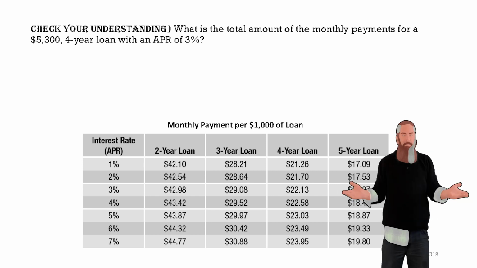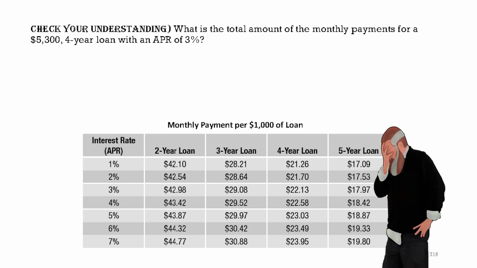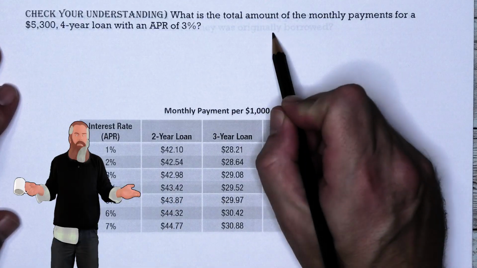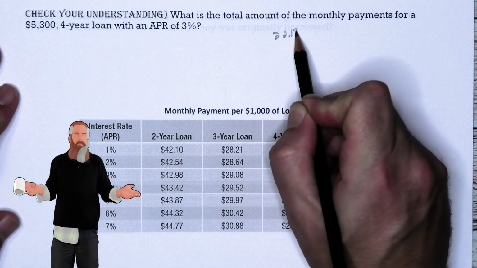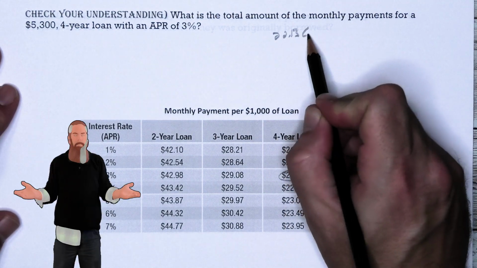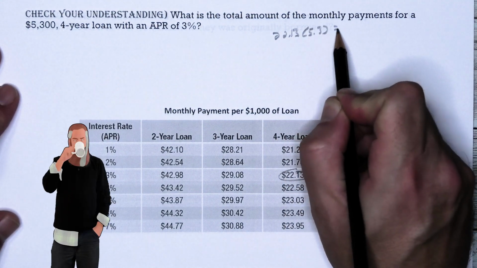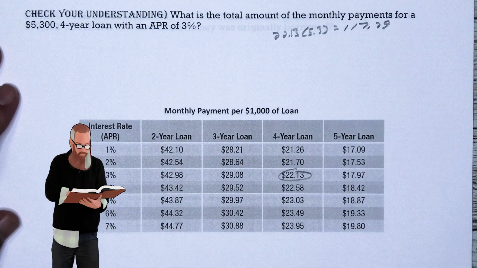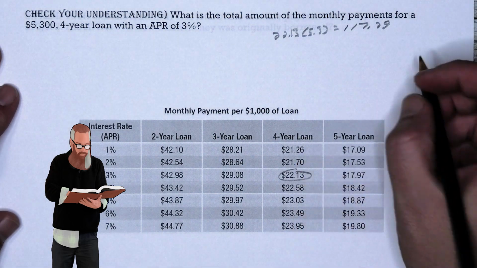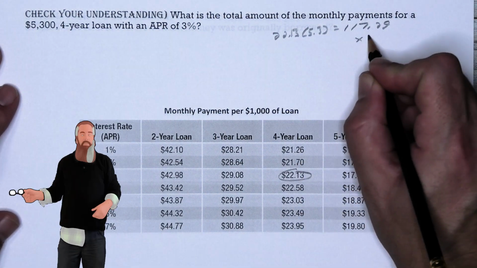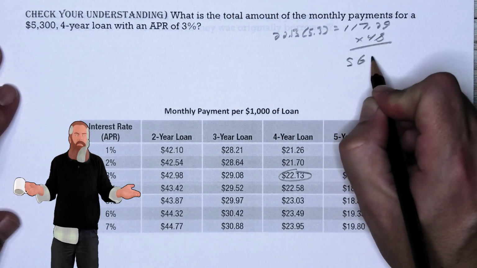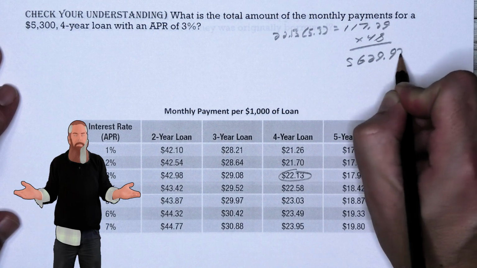What is the total amount of monthly payments for a $5,300 4-year loan with an APR of 3%? 4 years at 3% has $22.13. This is per thousand, but we're borrowing 5.3 of those. That means that the payment would be $117.29. Since the loan is for 4 years and there's 12 months in a year, we would be making 48 payments. So when we multiply that by 48, we get $5,629.92.